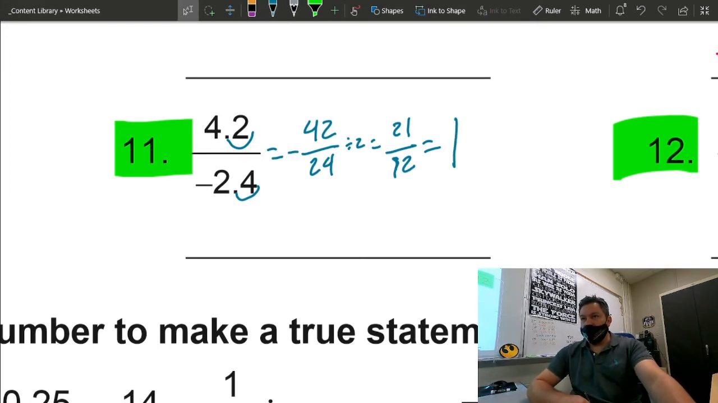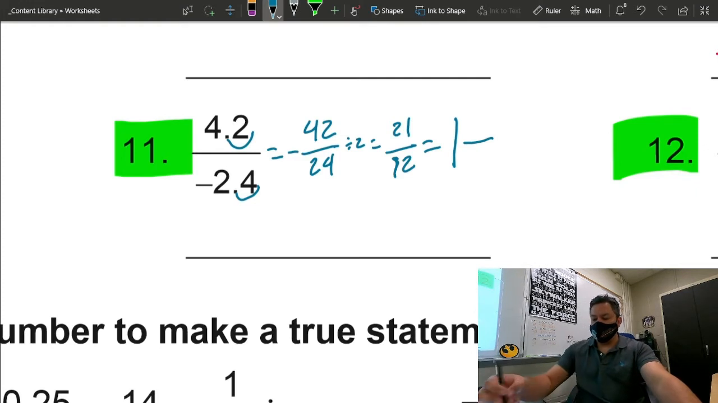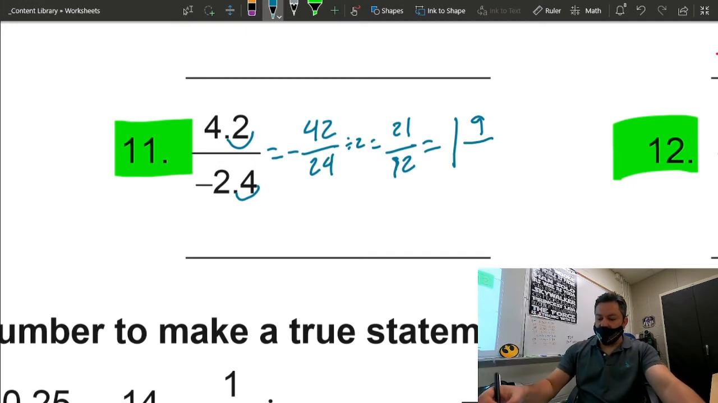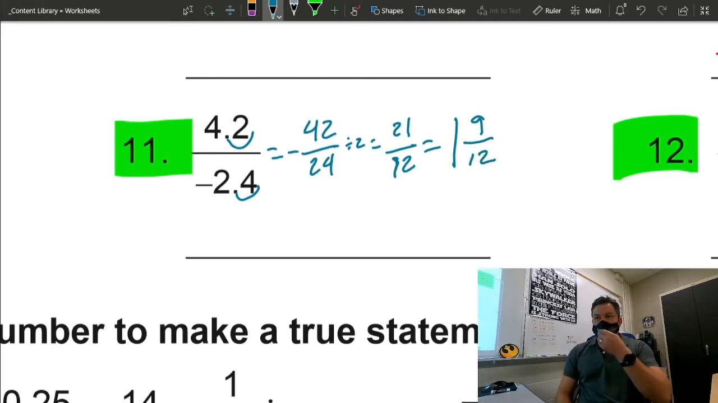1 times 12? 12. Subtract that from 21. 21 minus 12. How much is that? And put it on top. 21 minus 12 is? You got to start being able to use your minds real quick. 21 minus 12 is 9. And the bottom is going to be 12. Now you have a mixed number.